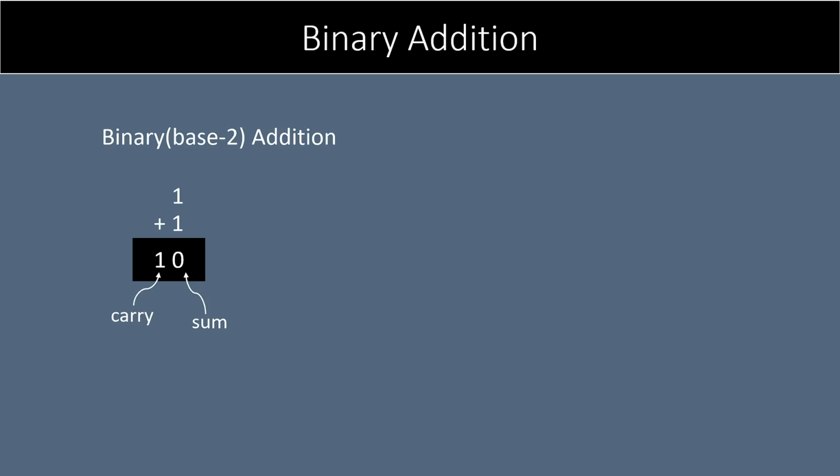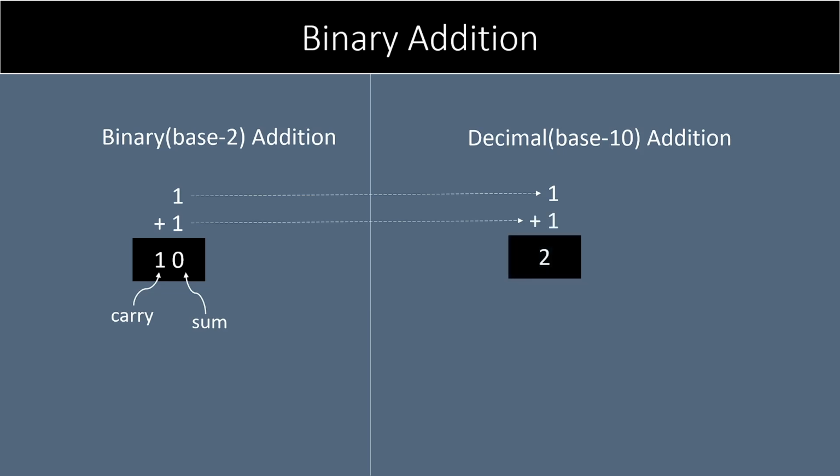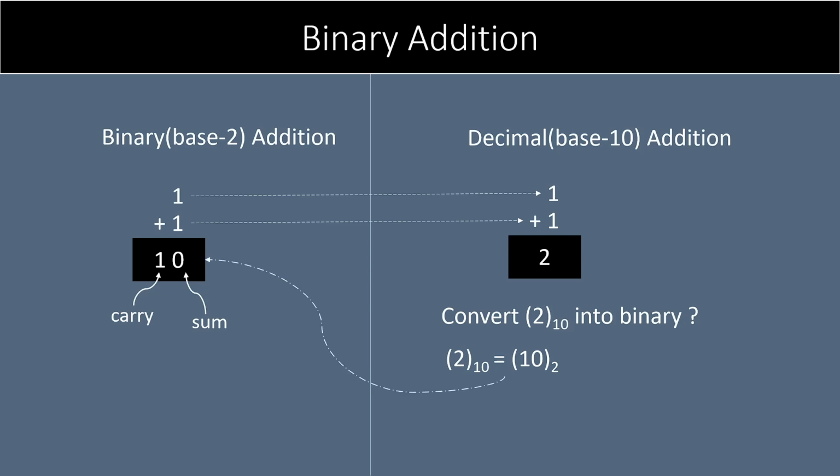How? Let us perform decimal addition on the same. Binary 1 in decimal is also 1. Decimal 1 plus decimal 1 is decimal 2. Now let us convert decimal 2 into binary. We get the answer as binary 10, which is available here as sum 0 and carry 1.